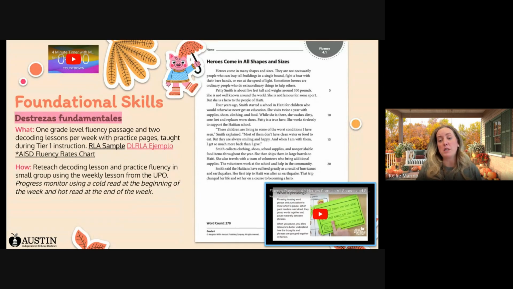So how would we use these? Oftentimes our students who need intervention need to hear something that they might have already heard before in a slightly different way in a small group setting. So you would reteach a decoding lesson and practice that fluency in small group in a very tightly guided way with that small group. And you can just use the weekly lesson from the UPO, and the resources, of course, you can always use.